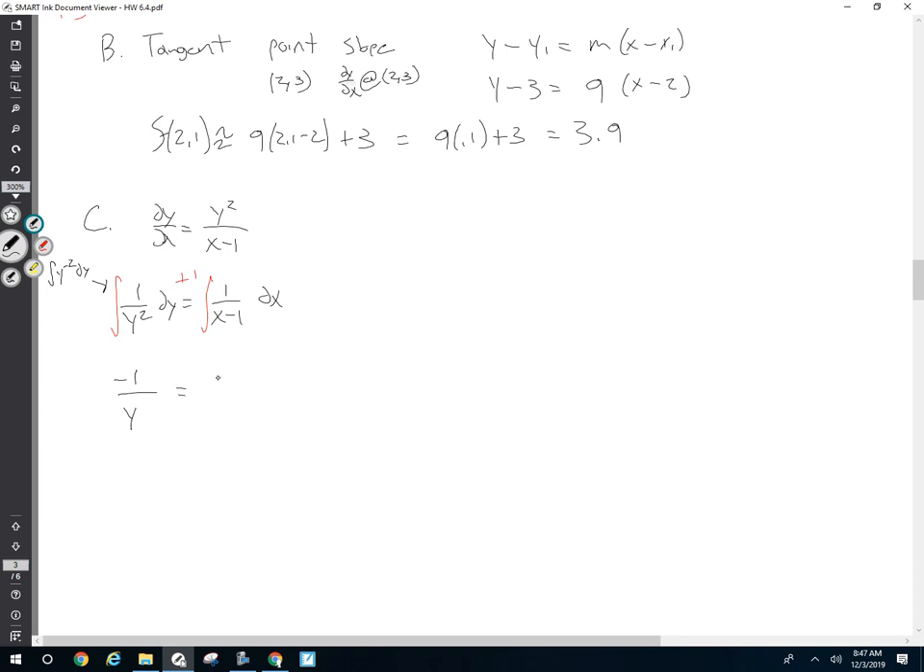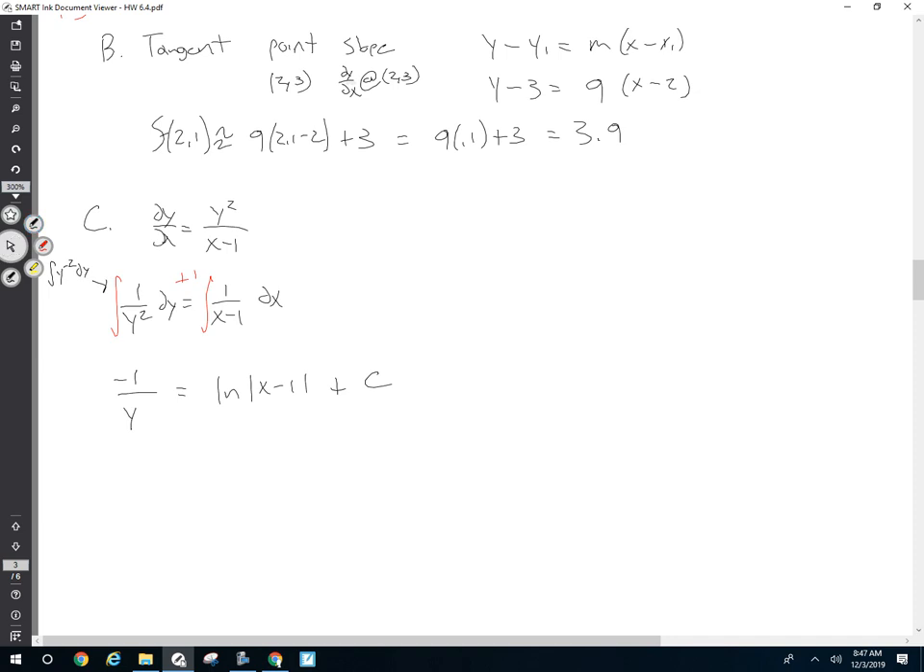On the right side, the antiderivative of 1 over x minus 1 is log absolute x minus 1. I do not need a reciprocal of a coefficient because there's no coefficient on our variable x. I do know that this is x minus 1 to the first power. So I get this. Don't forget your plus c.